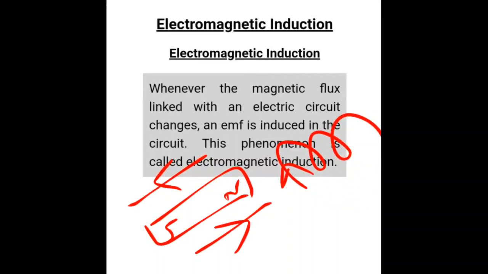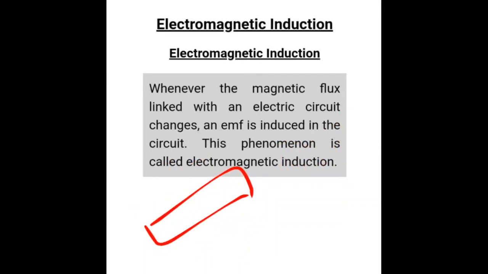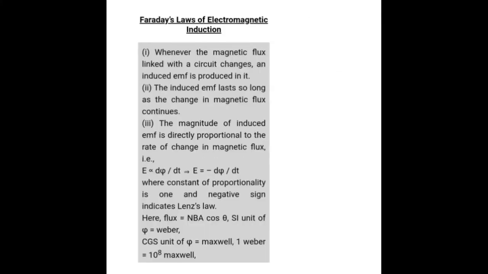This is called electromagnetic induction. Whenever the magnetic flux linked with that coil changes, an EMF is induced in that circuit, and this lasts as long as there is a change in magnetic flux. If you stop moving the magnet, there won't be any EMF produced, and therefore the induced current will also stop. That means no current will pass through that circuit.